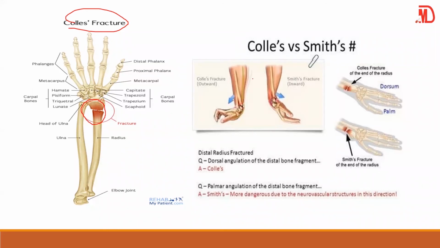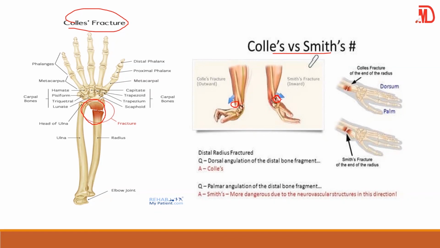But look at it over here, the Colles and then the Smith fractures. Look at how the Colles fracture is: the dorsal aspect is broken. And look over here. This one, the inward one, the palmar area is what is injured.